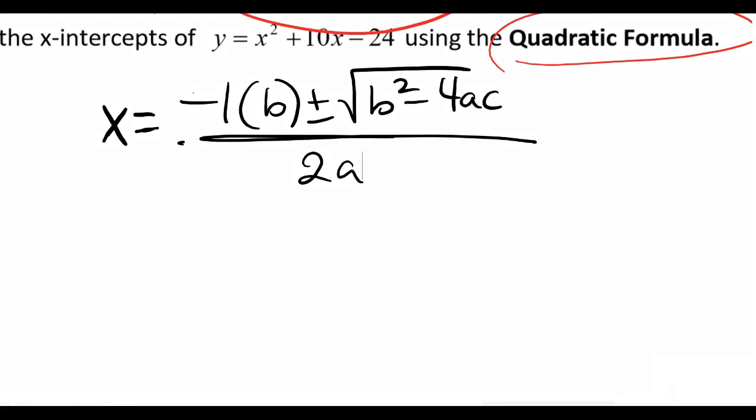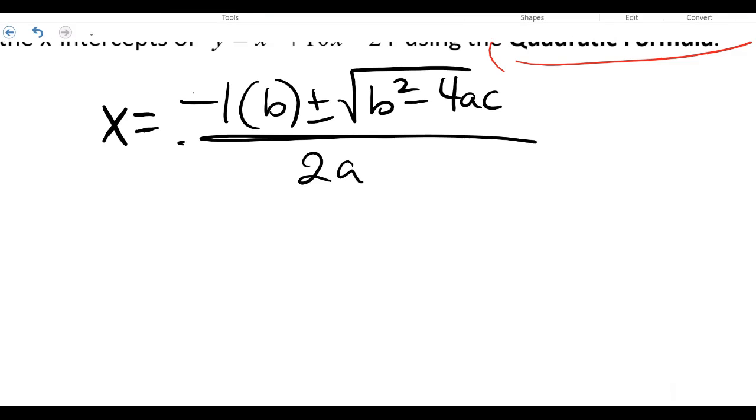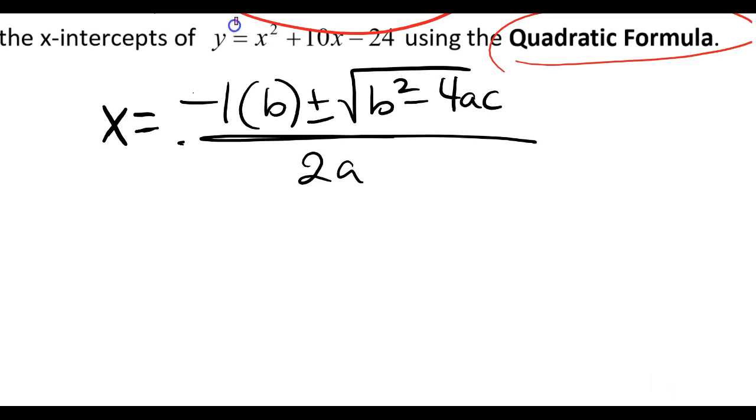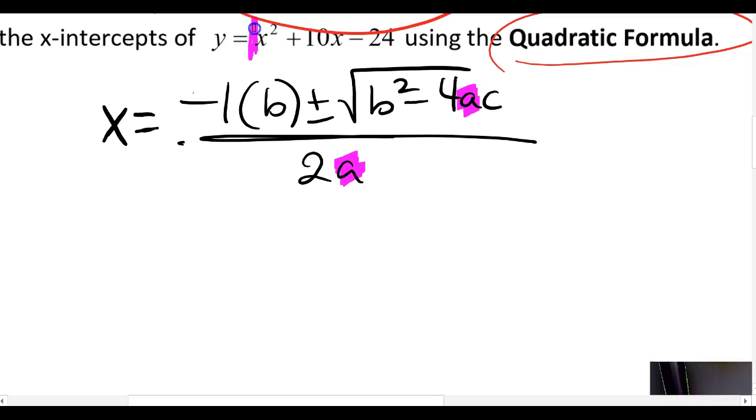We can back it up at our equation. Our a, which is this letter, is going to be 1. Because remember, the 1 is in front of the x squared. Then our b, which gets plugged in here, is going to be 10. And then our c is going to be negative 24. Okay? So let's go ahead and plug those numbers in.